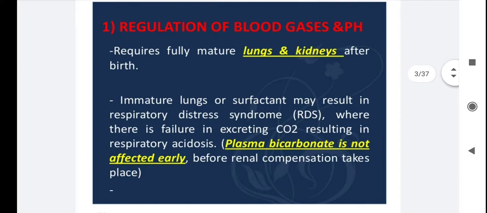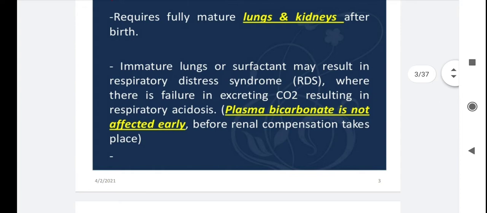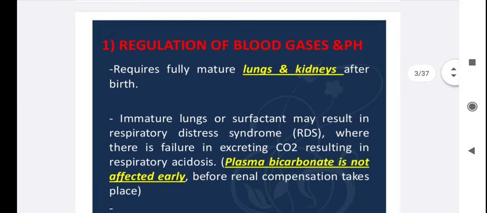First, we start with regulation of blood gases and pH. It requires fully mature lung and kidney after birth. Immature lung or surfactant may result in respiratory distress syndrome, where there is failure in excreting CO2, resulting in respiratory acidosis. Plasma bicarbonate is not affected early, before renal compensation takes place.